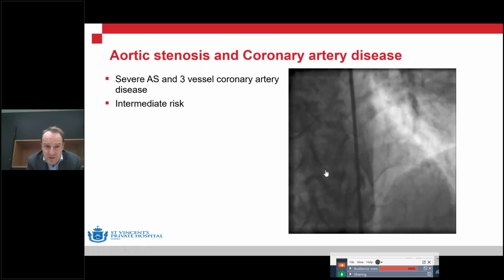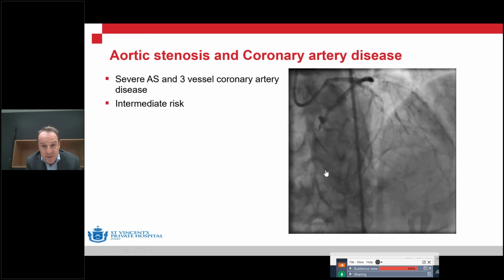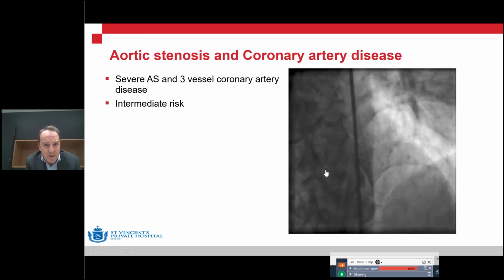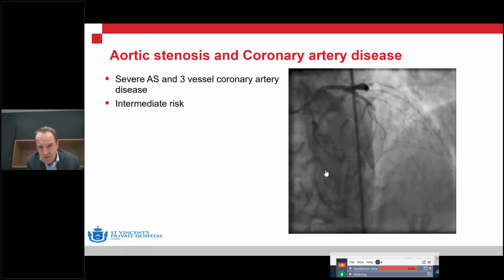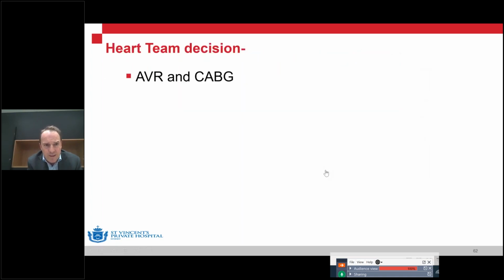So this is a lady with severe AS and 3-vessel coronary artery disease. She's intermediate risk, meaning she could have either TAVI or surgery. And because of the coronary artery disease, at the heart team meeting we elected that she should have an aortic valve replacement and coronary artery bypass grafting at the same time.